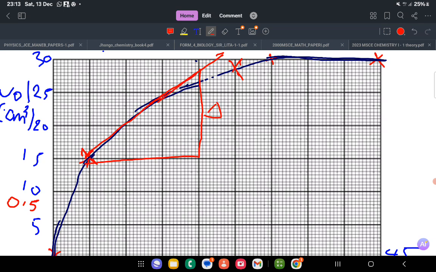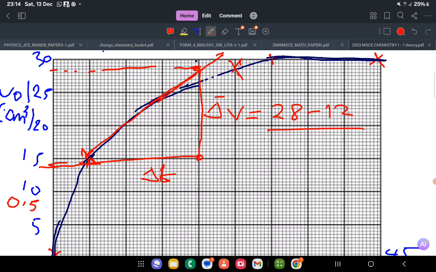So take the change in volume divided by the change in time. Whatever you get is going to give you the rate. So find how much this is. Take the value there minus the value here, which corresponds to somewhere there. This should be 28 or something, minus maybe 12. So 28 minus 12.